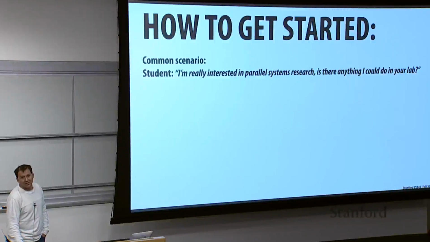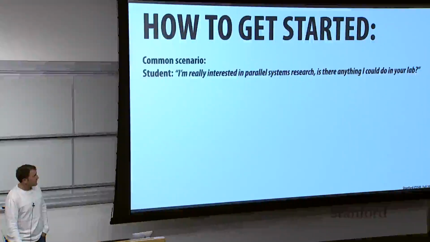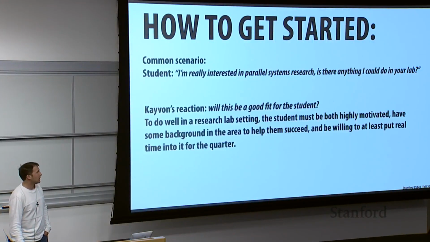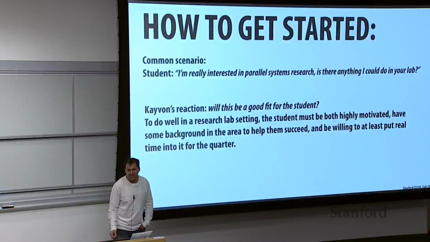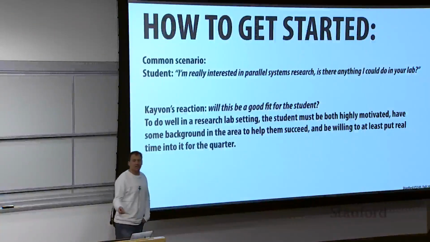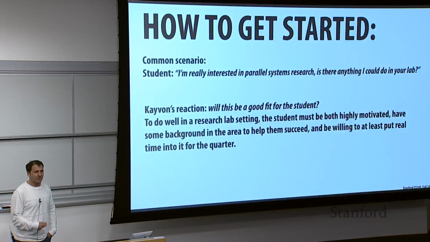Here's what happens almost all the time. I get students all the time who say, I'm really interested in parallel systems. Is there anything I can do in your lab? Which at first I was like, great, that's awesome. And then I start wondering, my next question to myself in my head is, can I find a good fit for the student? And a lot of the students come up to me and say this before taking 149 or any of these classes. And for those students, I kind of have to say, look, we have to assume you have some base knowledge. We can't teach you the assignments in 149 in an independent study. You might as well just take the course.